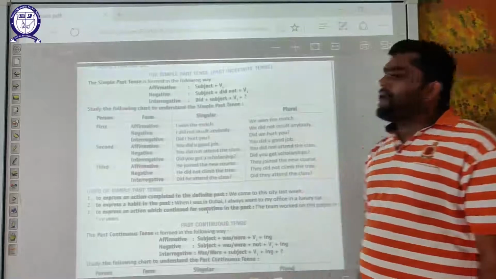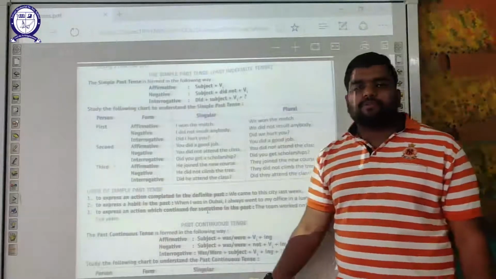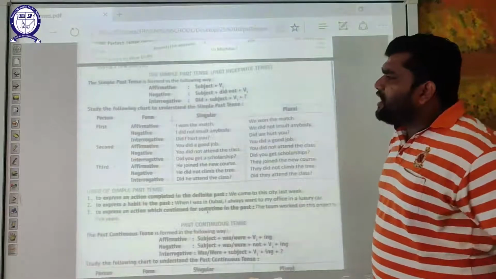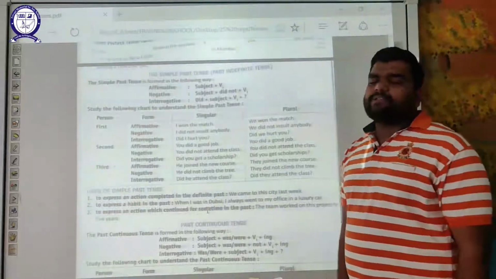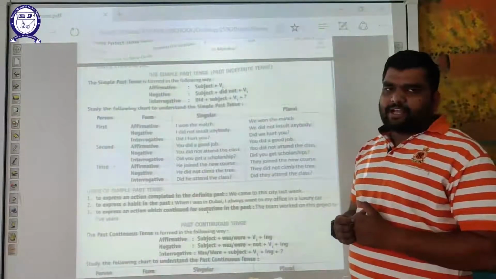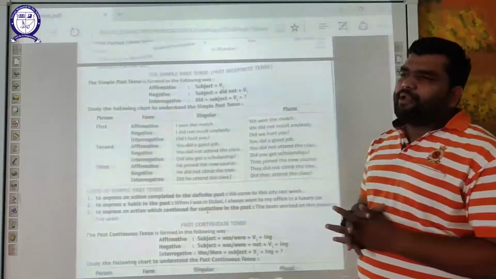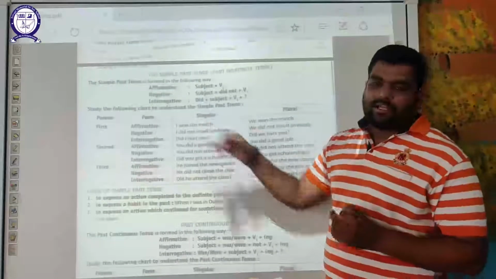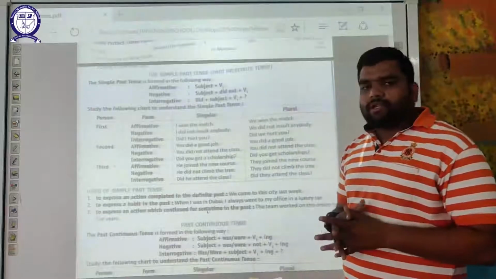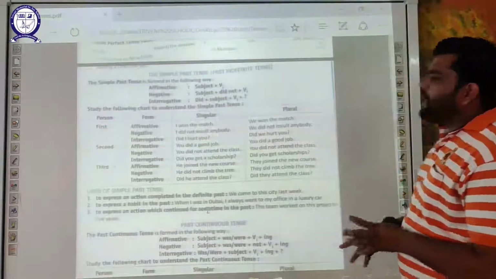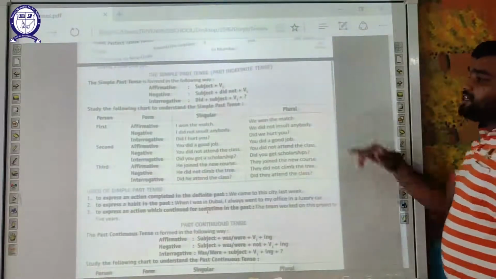Now, for simple past, we have completed the present tense. We will move to the simple past. In the affirmative, it is subject plus verb second form. That is subject plus second form. Or if you want to add, you can add the object also. Like here it is written, I won the match. I can also write I won. Okay, the match is your object. Now, I won the match. We won the match. It is plural form.